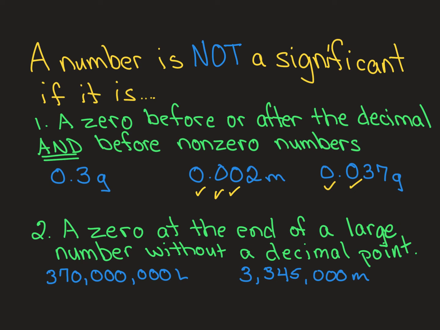A 0 at the end of a large number written without a decimal point. These are what we call trailing zeros. So we have 1, 2, 3, 4, 5, 6, 7 zeros here that are not significant. So this number only has 2 significant figures. Now this number, these 3 zeros, not significant. We have 1, 2, 3, 4 significant figures.